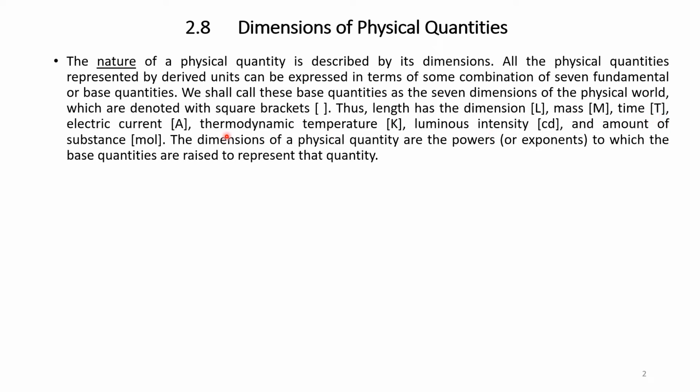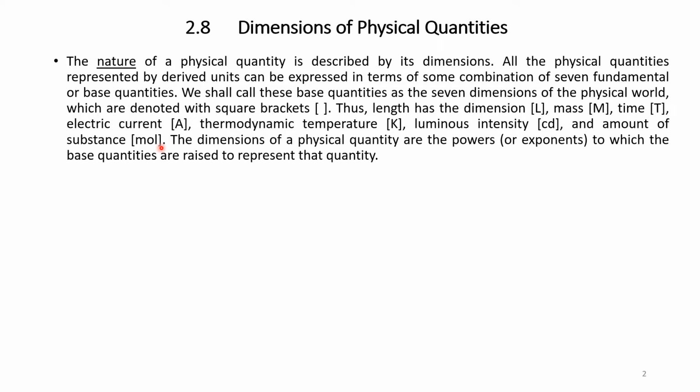Electric current is denoted by capital A within square brackets. Thermodynamic temperature is denoted by capital K within square brackets. Luminous intensity, candela, is cd in small letters within square brackets. And amount of substance, mole, is represented by mol, in small letters, within square brackets.